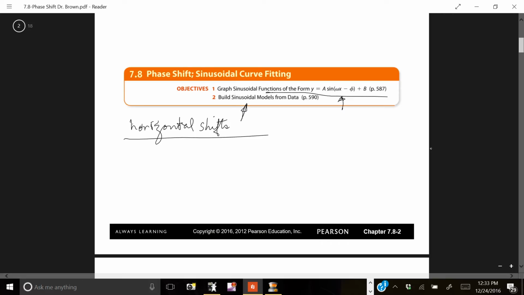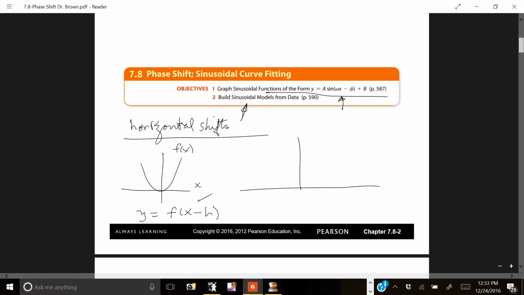In particular, suppose we had f of x that had a graph that looked like this. You probably recall that if we have y equals f of x minus h, the graph would be shifted not to the left, as you might think if it's minus h, but to the right by h units. So basically, if you see a function f of x and you replace the x with x minus h, the graph will be the same, except it will be shifted by h.